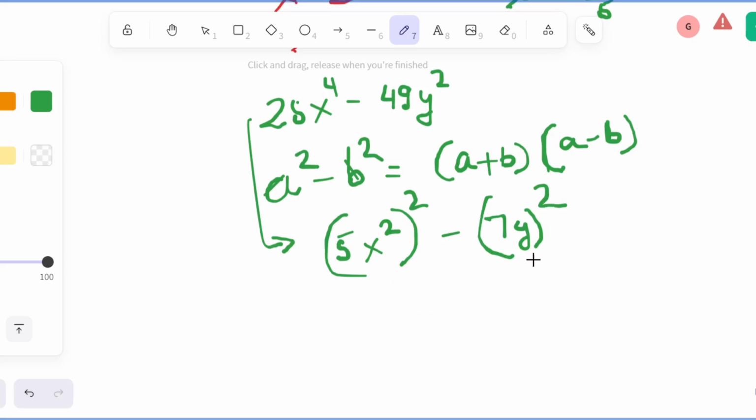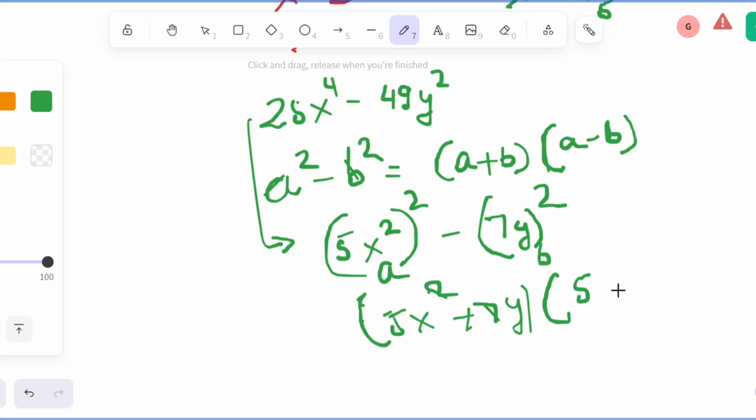Correct, no? Now use the identity. It says a square minus b square should be equal to a plus b times a minus b. So we can write this as, because this is your a, this is your b, 5x square plus 7y times 5x square minus 7y.